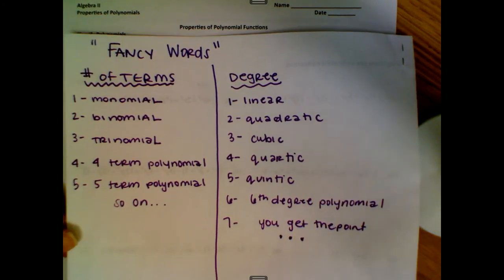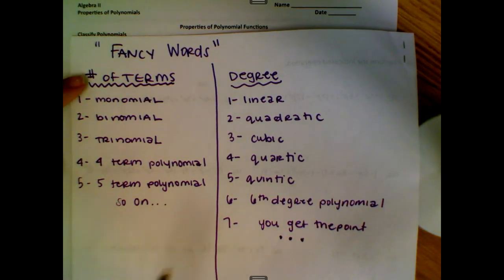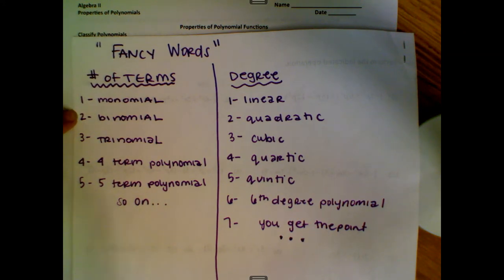Real quick, if you want to pause the screen and write these down, these are the fancy words for how to name it. So number of terms: if it's got 1 term, it could be called a monomial. 2 terms, it could be called binomial. 3 terms, trinomial. 4 terms, 4-term polynomial. 5 terms, 5-term polynomial, and so on. So 6-term polynomial, 7-term polynomial, so on and so forth.